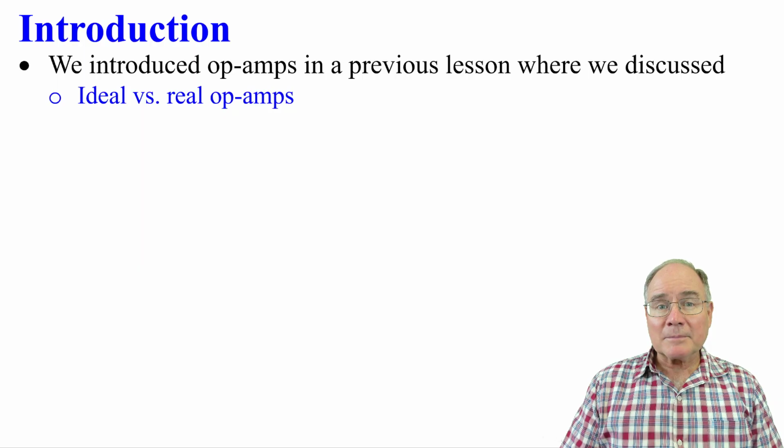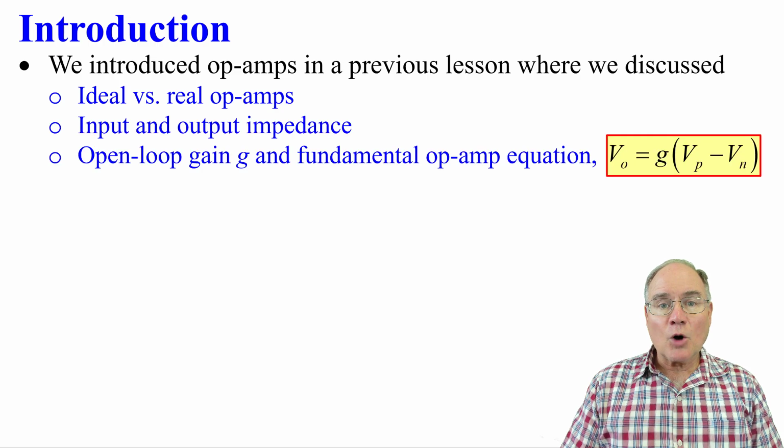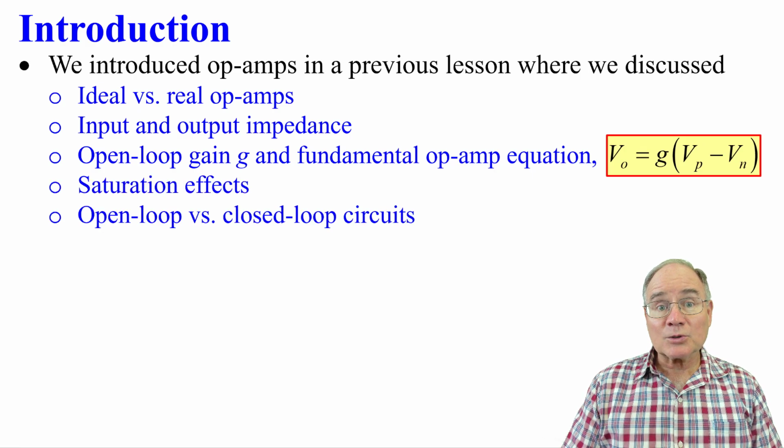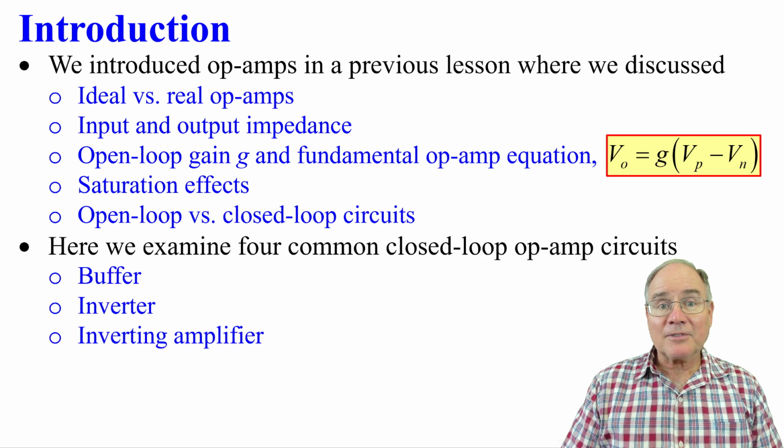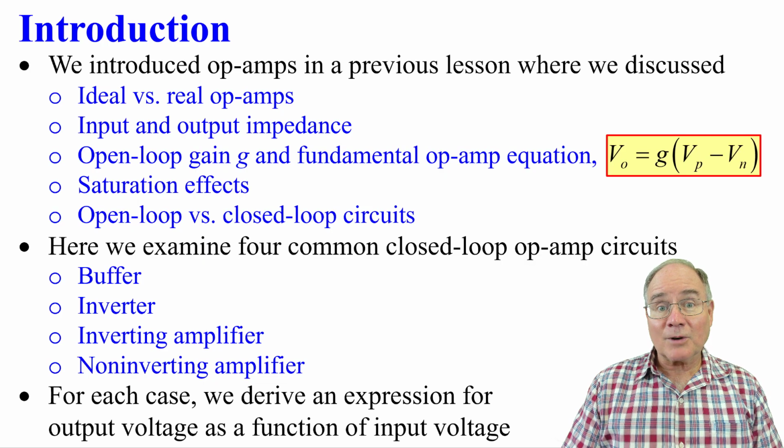We introduced op-amps in a previous lesson and discussed ideal versus real op-amps, input and output impedance, open loop gain G and the fundamental op-amp equation, saturation, and open loop versus closed loop circuits. Here we'll examine 4 common closed loop op-amp circuits: buffer, inverter, inverting amplifier, and non-inverting amplifier. For each case, our goal is to derive an expression for output voltage as a function of input voltage.